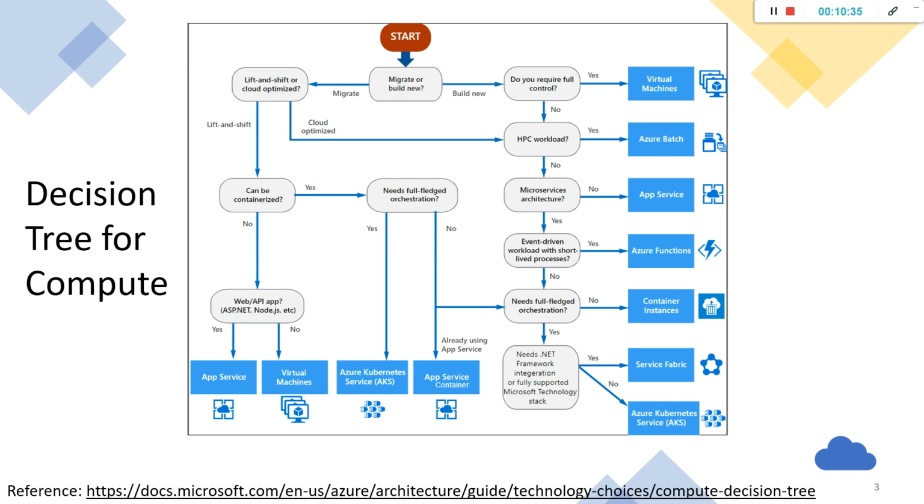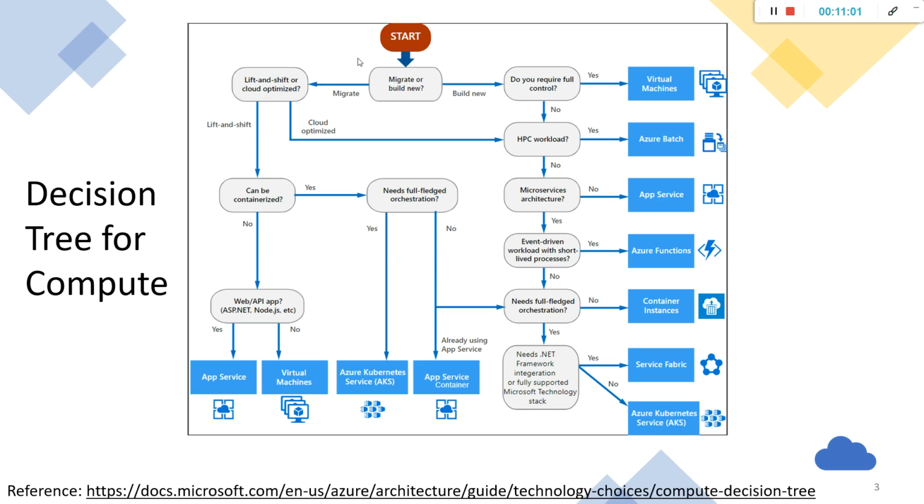To maintain the high availability of the application. Those are the main two things for moving to the cloud. Okay, first, this is a diagram provided by the Microsoft architecture guide.